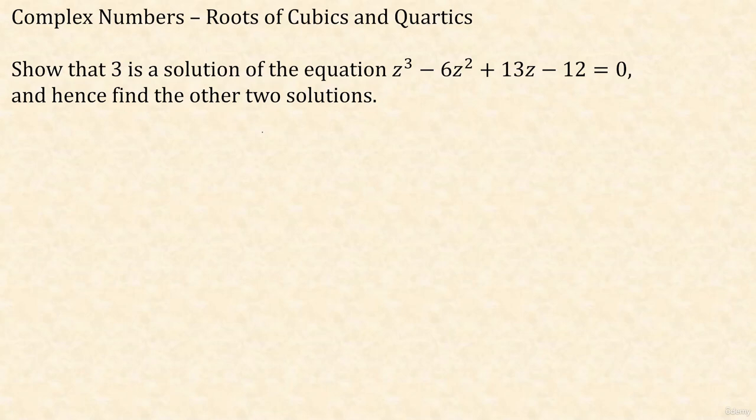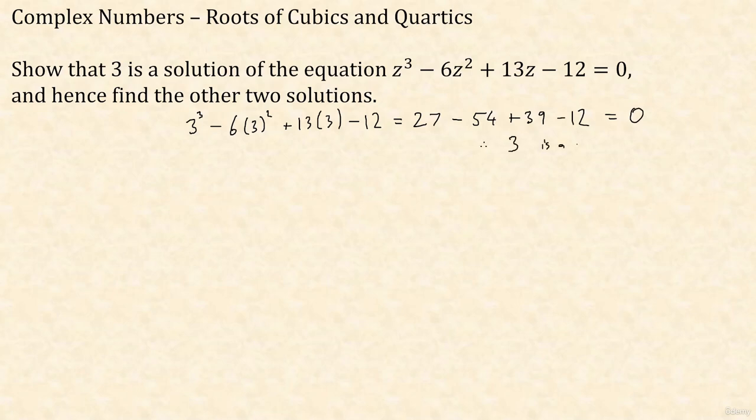So to show that 3 is a solution, we're just going to sub it in and check it's equal to 0. So that's going to be 3 cubed minus 6 times 3 squared plus 13 times 3 minus 12. We're just checking this is indeed equal to 0. So 3 cubed is 27, 3 squared is 9, times 6 is 54, 13 times 3 is 39, and minus 12. And yes, if you check this, it is indeed 0, and therefore 3 is a solution.